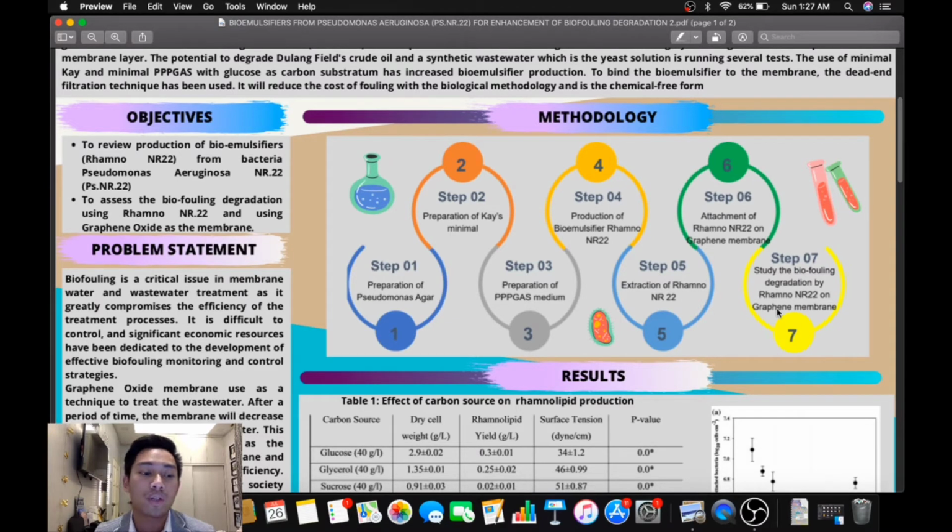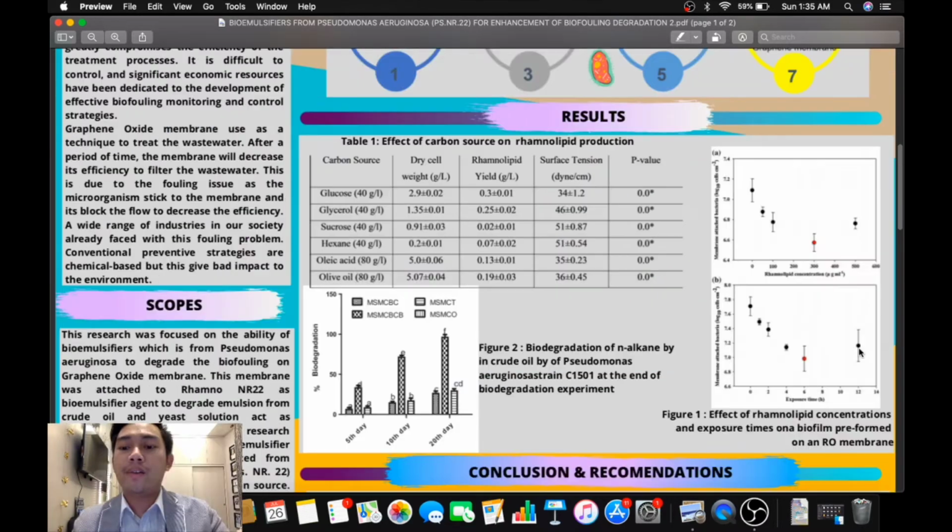So moving on to step 6, which is the attachment of NR.22. We have to attach the bioemulsifier that we prepared before onto the membrane using dead-end filtration. And then step 7 is where we study the biofouling degradation by NR.22 on a graphene membrane. Let's move on to the results.